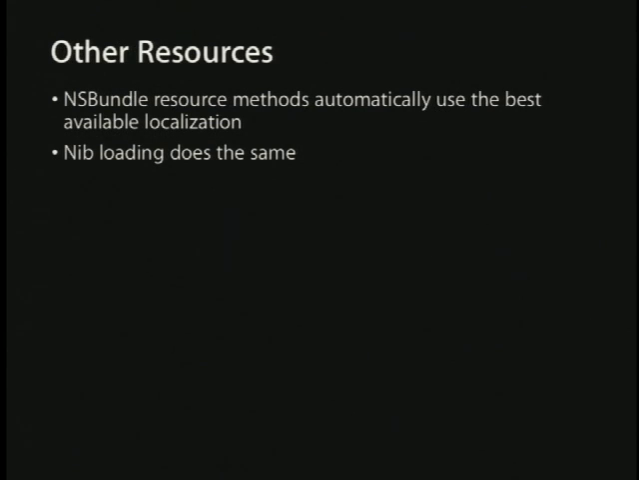So if you've got other resources that need to be localized, like images, or nibs, which is a special case because nib loading already does this for you. But NSBundle knows how to do this for you. So if you're getting a PNG from NSBundle, it'll know to get a localized one if you need the localized one. So they automatically will use the one that's best for the localization that you're currently using.